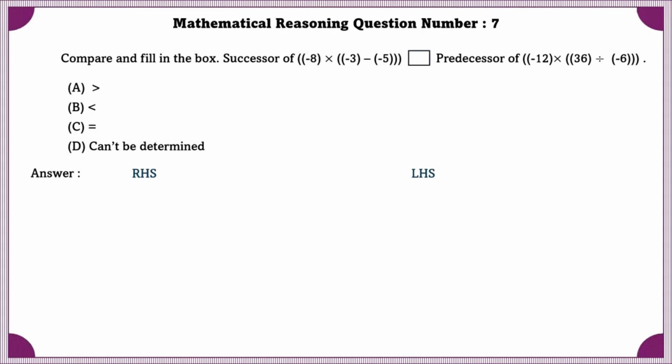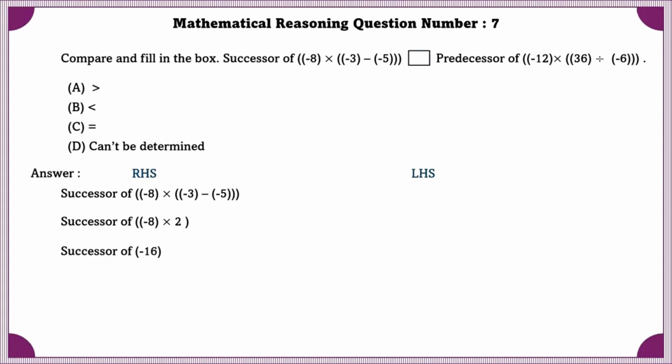Mathematical reasoning question number 7. Compare and fill the box. Successor of this given equation compare to predecessor of this equation. Now first let us take successor of this equation to the right hand side and predecessor of this equation to the left hand side. First, let us solve the right hand side. According to BODMAS, we must solve the brackets first. So, solving the bracket, it will be minus 8 into 2, which is equal to minus 16. Now, since they have asked successor, it will be minus 15.